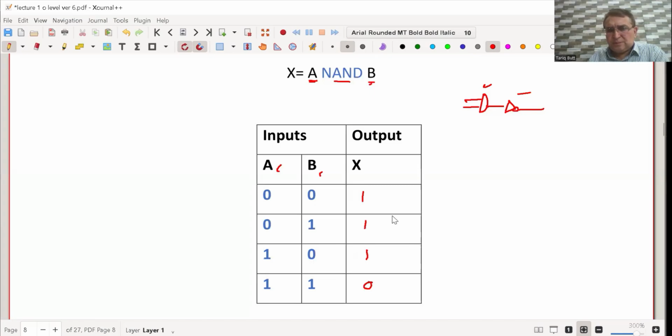So you can summarize the behavior of a NAND gate as that its output is 0 when all of its inputs are 1. But for a two-input NAND gate, you can say its output is 0 when both of its inputs are 1. Otherwise, output is true. I hope it is clear.